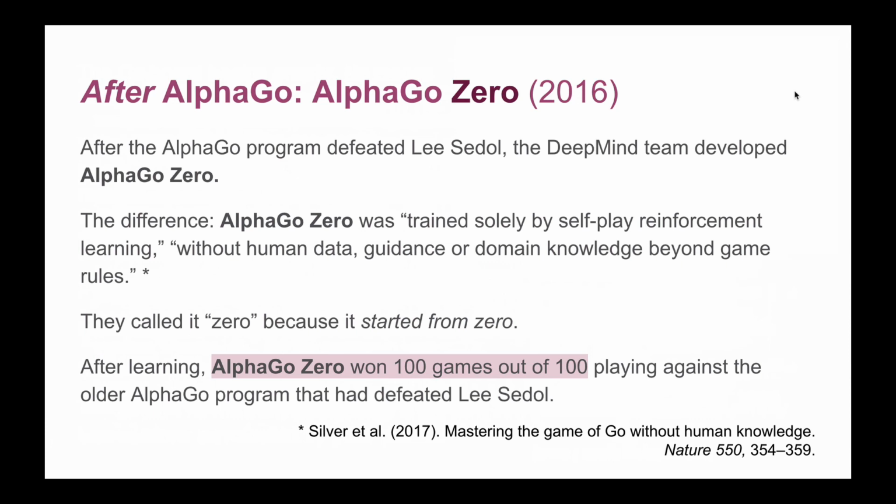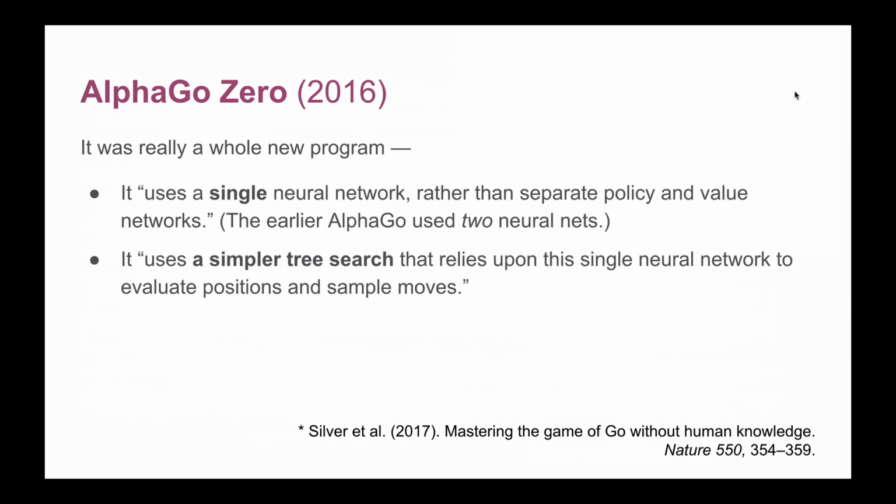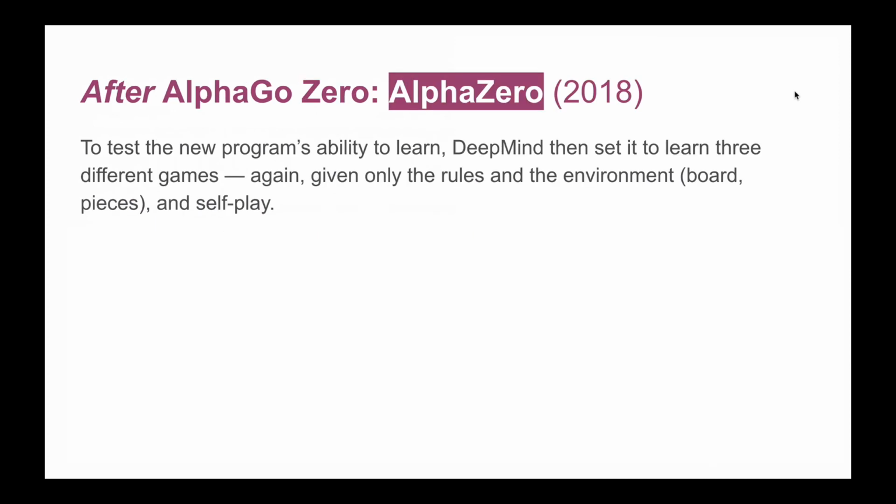And after it had gone through its many episodes of learning via reinforcement learning, it was able to win 100 games out of 100 playing the older AlphaGo program that had beat Lee Sedol, the Go master. So AlphaGo Zero really was a whole new program. It uses a single neural network instead of two, and it uses a much simplified tree search compared with its ancestor, the original AlphaGo. Then after AlphaGo Zero came AlphaZero.